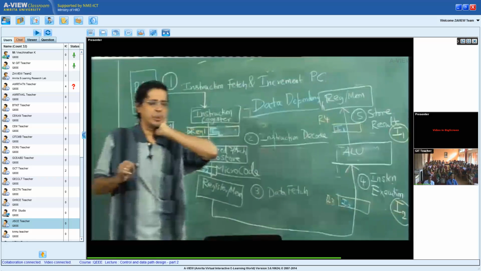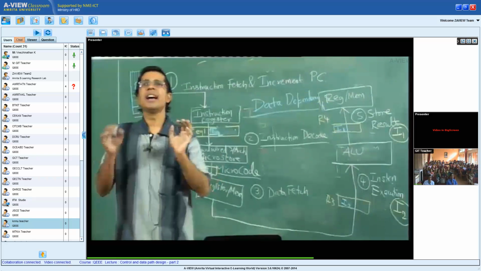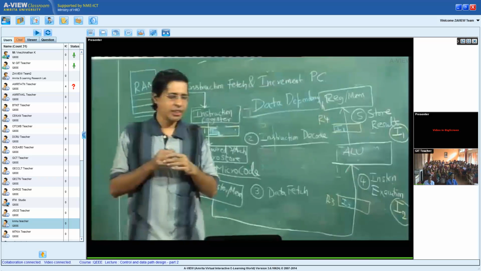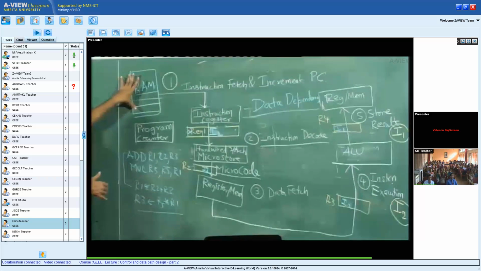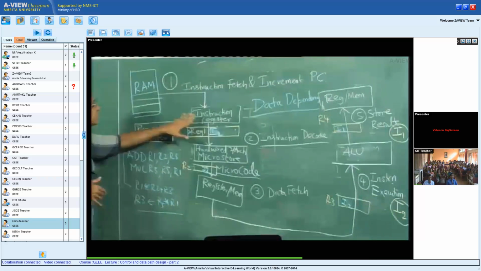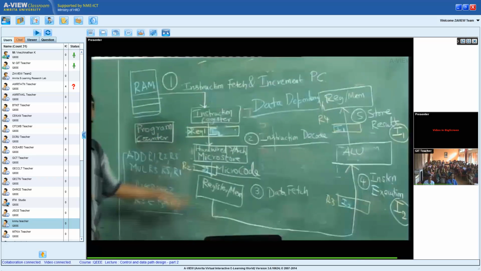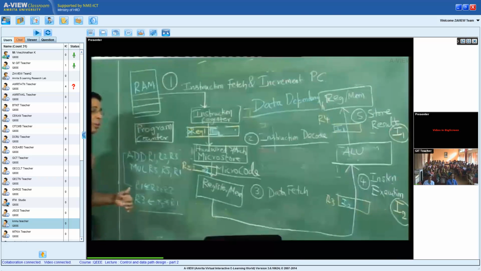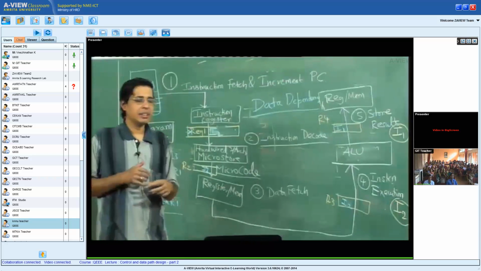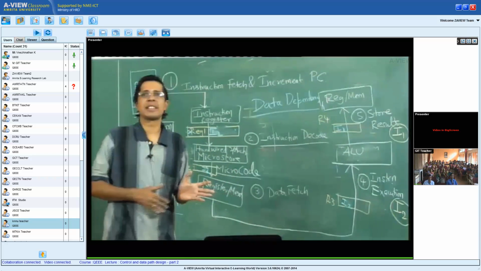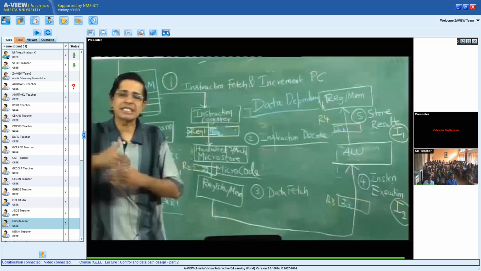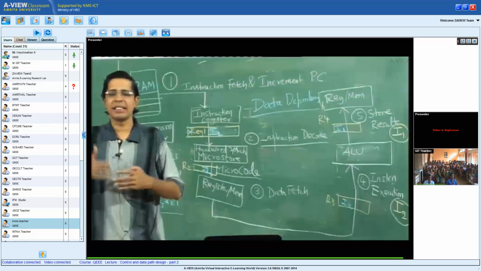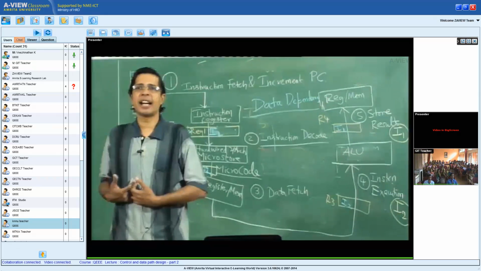Why should I do this prefetch? The need for this prefetch is that memory, this is RAM, right? This memory is much slower than the processor, and when I want to access memory, the memory is outside the processor. So I have to request for memory. I want to establish a path between the memory and the CPU and then transfer data.